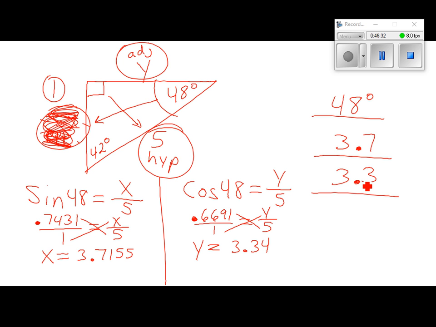How long is this side in this triangle? That side is 3.7. How long is this side in this triangle? 3.3. How big is this angle in that triangle? That's solving a triangle. When you find all the missing parts of a triangle, you solved the whole triangle. You found everything.